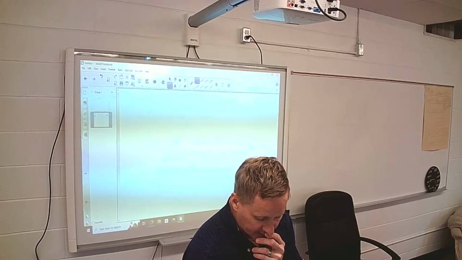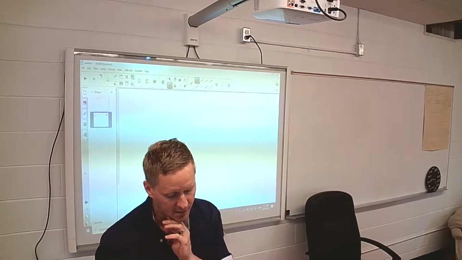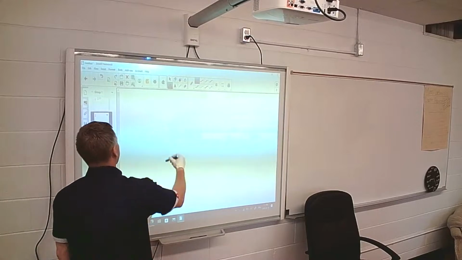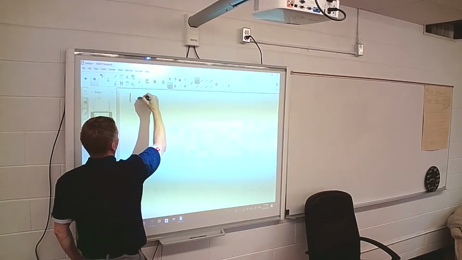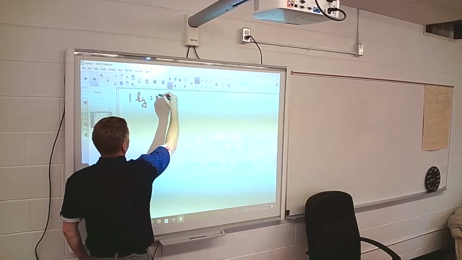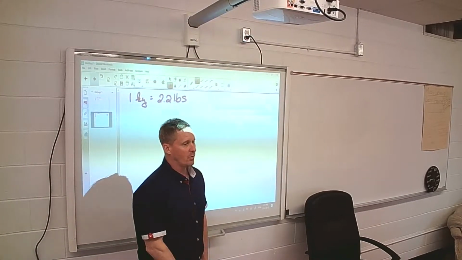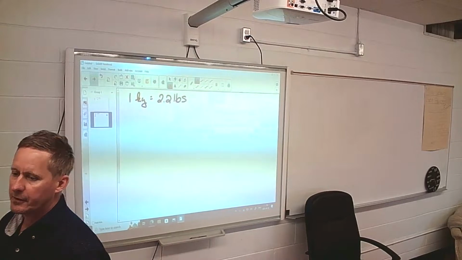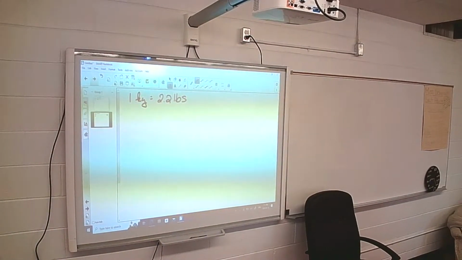In this section, you'll need to work with the relationship between the SI and the imperial units of weight and mass. Okay, so here's the first thing. And again, you have this on your sheet. 1 kilogram is equivalent to 2.2 pounds. So we are going to convert back and forth between imperial and SI units.